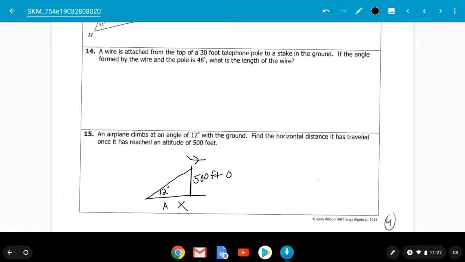So we have tangent. Tangent of 12 equals opposite over adjacent. X is on the bottom, so we divide. 500 divided by tangent of 12, which is going to be, my phone keeps going off here. So I'm going to have 500 divided by tangent of 12, and I get that this is around 2,352.3 feet.